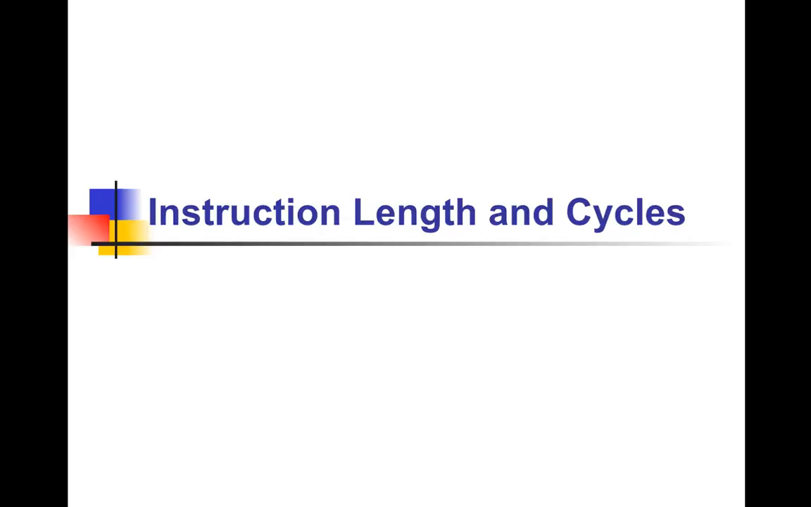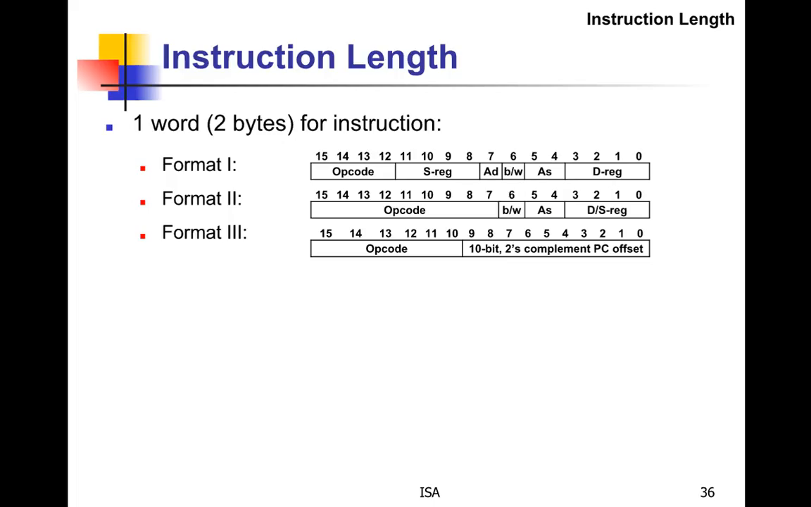So let's look at instruction length and cycles, because that's important when you're trying to minimize the amount of time your code takes to execute, or you're trying to calculate how long it takes. So instruction length, remember there's format 1, format 2, and format 3. And notice all of them take 16 bits, and different parts of those 16 bits are used for different things in Format 1, Format 2, and Format 3, as we've looked at before. So that uses 1 word or 2 bytes for each instruction.